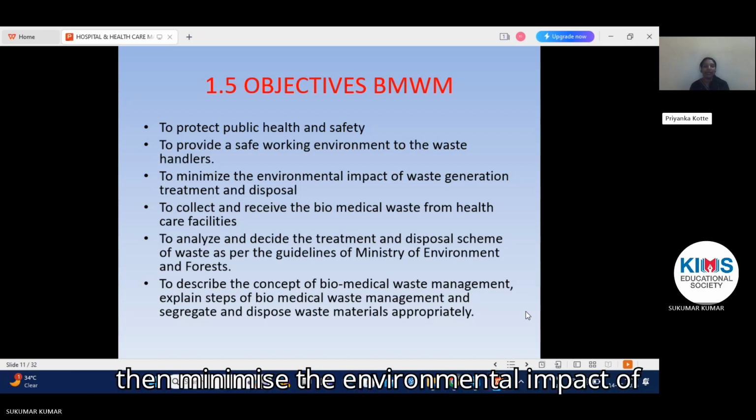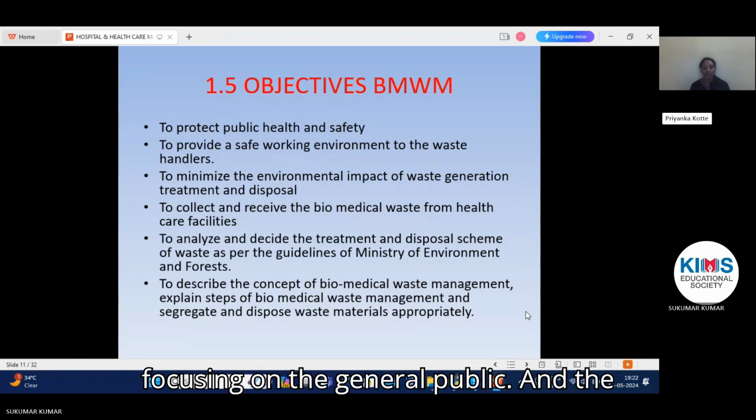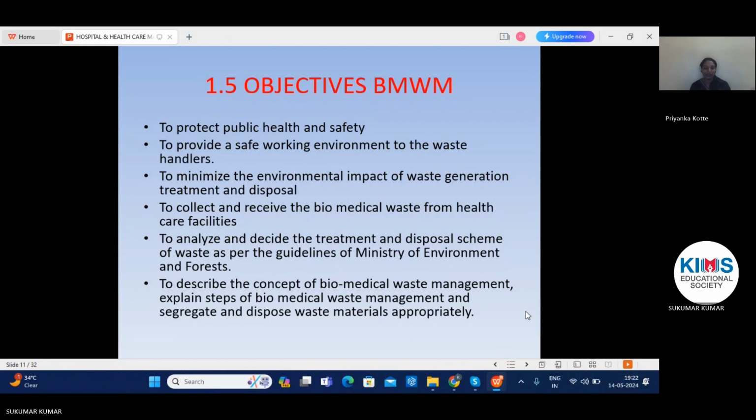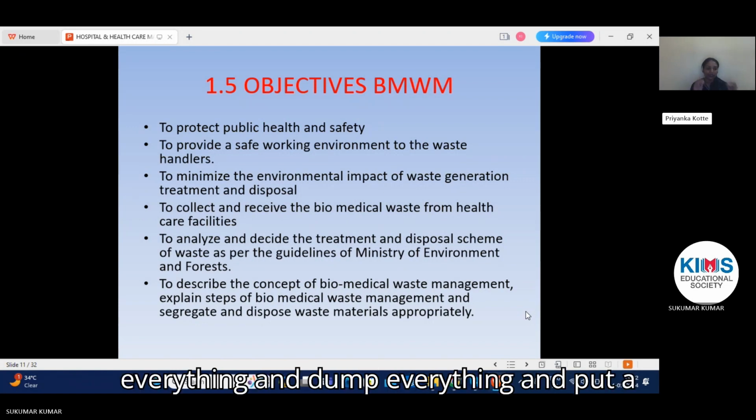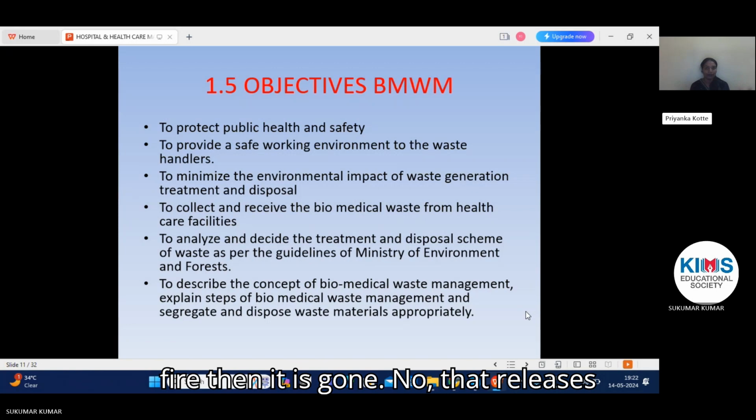Then minimize the environmental impact of waste generation, treatment, and disposal. It is very important that we are not only focusing on our health, not only focusing on the general public and the waste handlers, but also the environmental impact. We have seen an example of incineration. We think that incineration is a treatment for all, like we dump everything and put a fire, then it is gone. No, that releases a lot of toxins into the environment. So we need to see which kind of material undergoes incineration and which doesn't.